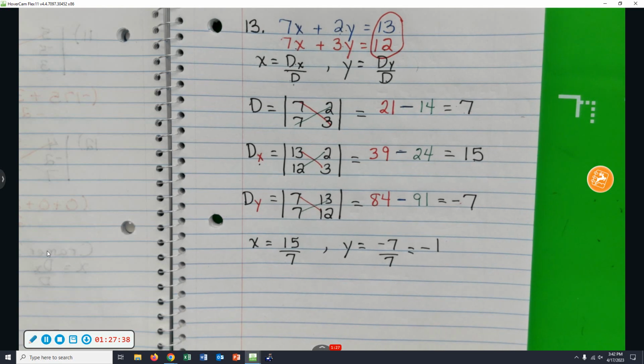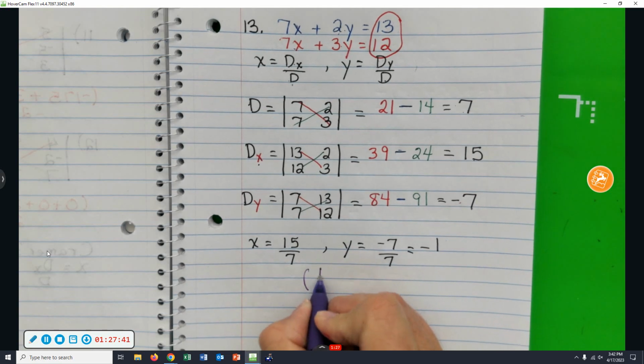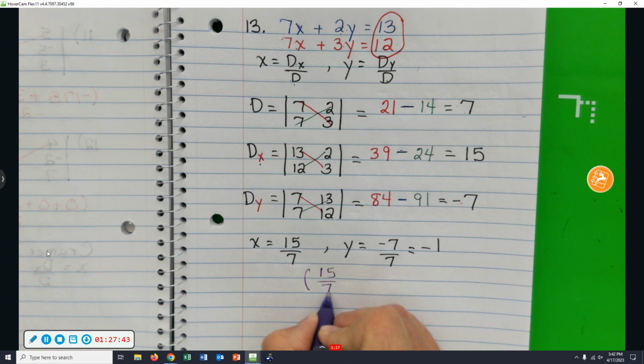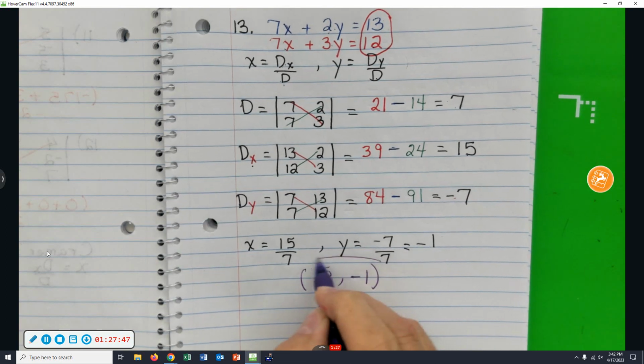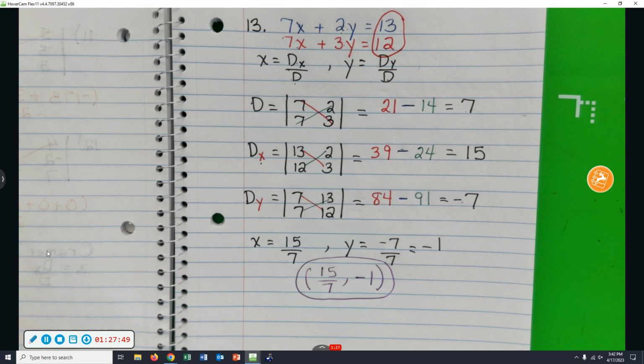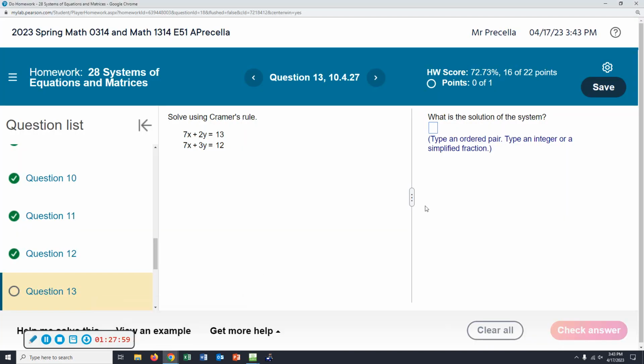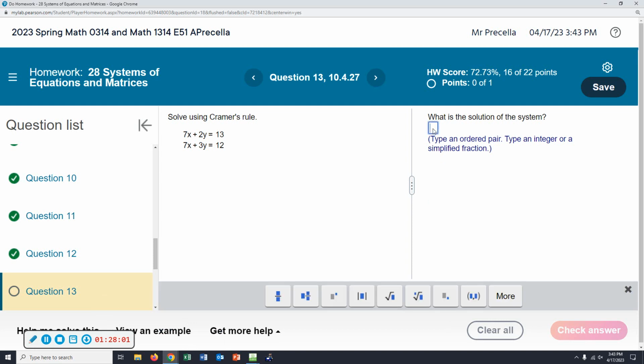Would you just do it in parentheses? Yeah, 15 over 7? Okay. This little method for solving a system of equations is not as well known as elimination or substitution, but if you're a programmer, you could write code for it easily.